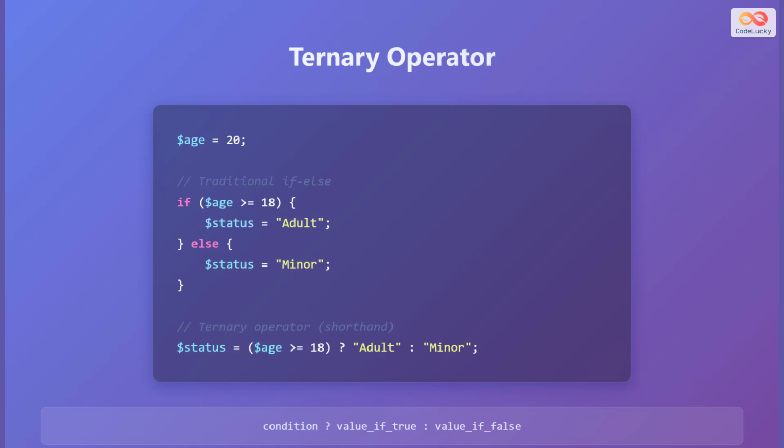The ternary operator achieves the same result more concisely. The condition age greater than or equal to 18 is followed by a question mark. If it is true, "adult" is assigned to status, otherwise, "minor" is assigned. Here is a syntax note: condition followed by a question mark, then value if true followed by a colon, and then value if false.